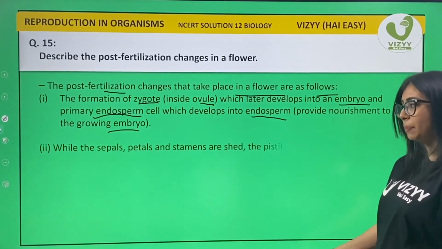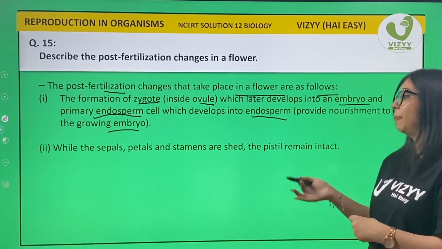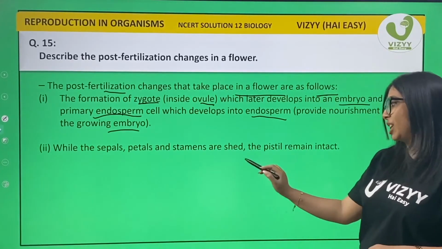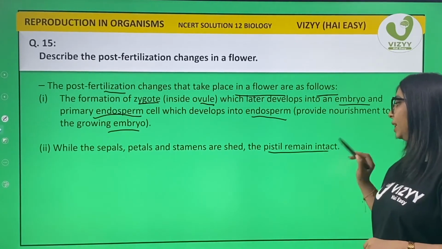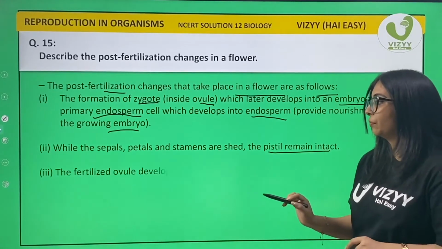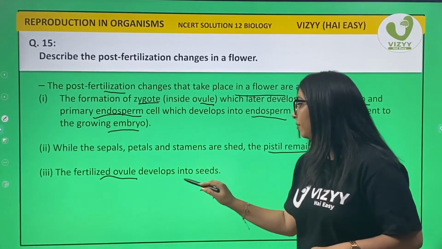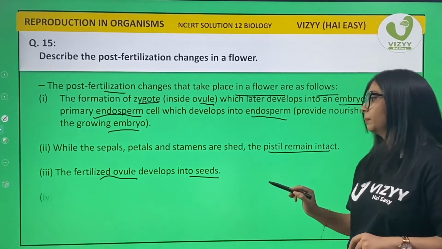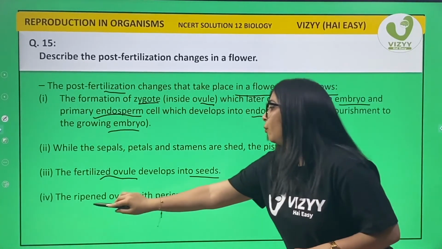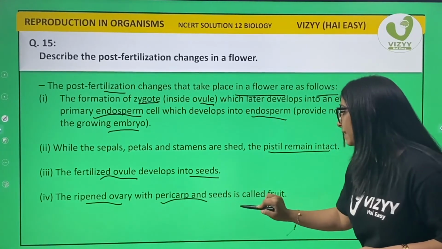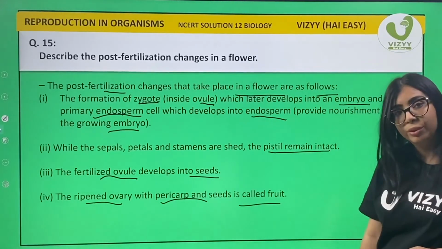Now what happens? The sepals and the petals, petals and stamen are shed, whereas pistil remains intact. Third, fertilized ovule develops into a seed. Ripened ovary then with pericarp and seed is called a fruit.